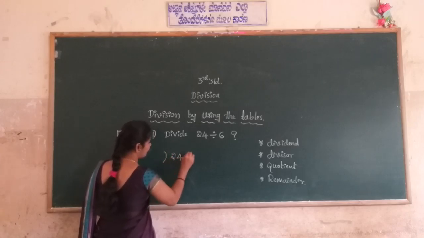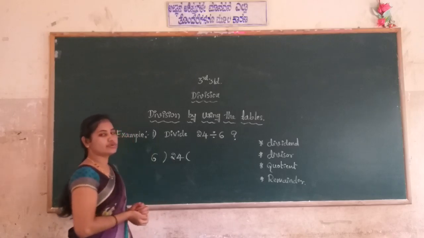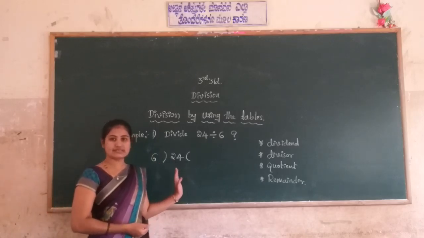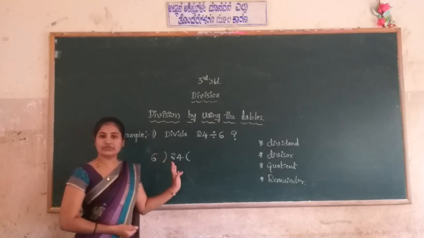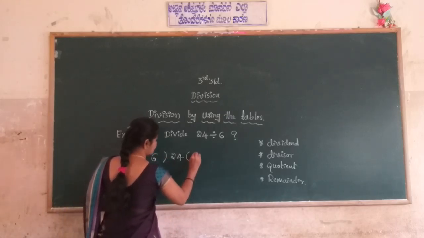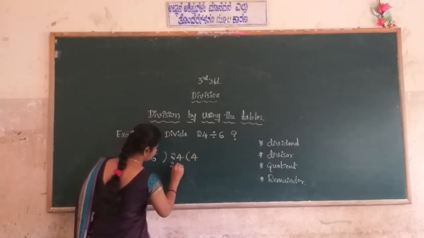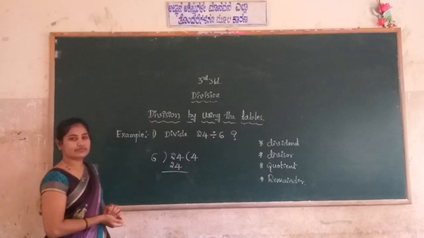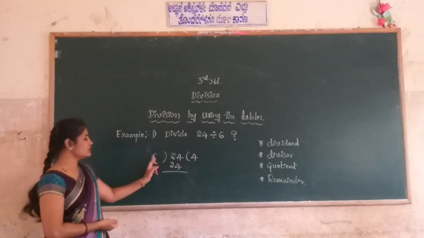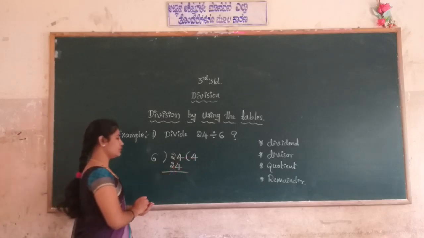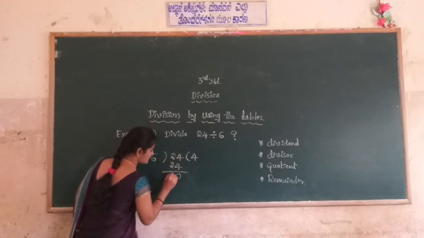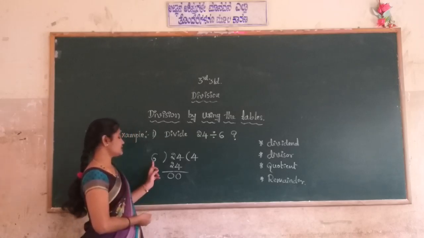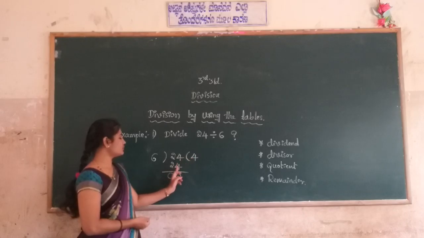24 divided by 6. Dear students, do you know the 6 table? Does the 6 table have 24? Yes, 6 fours are 24. Because the 6 table has 24, you write it directly and make a subtraction. 4 minus 4 is 0. 2 minus 2 is 0.